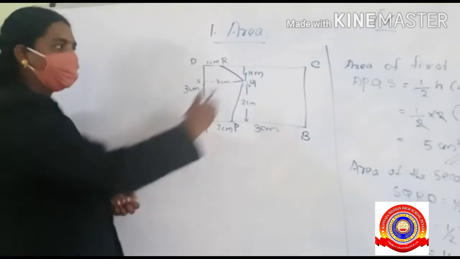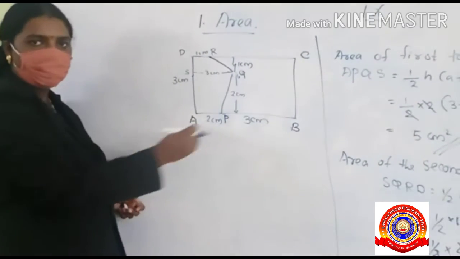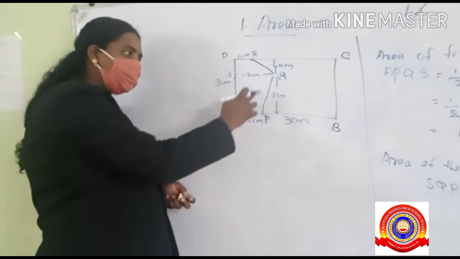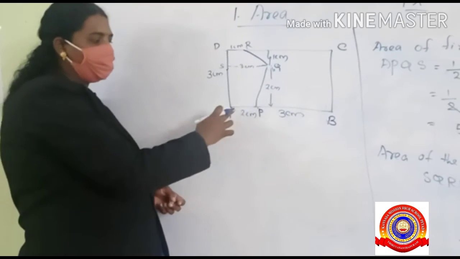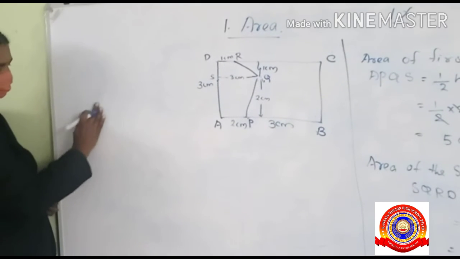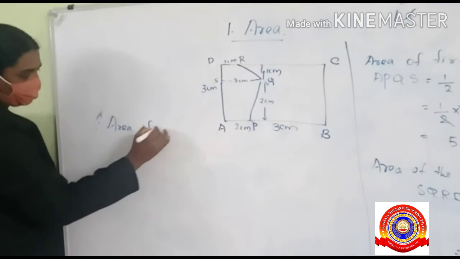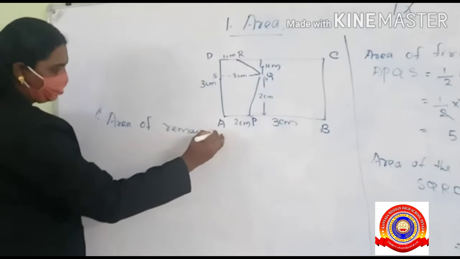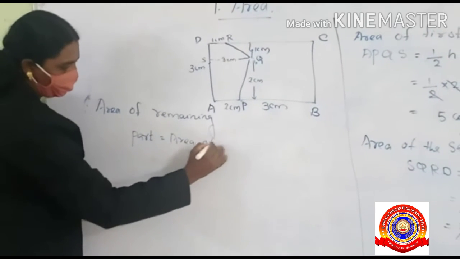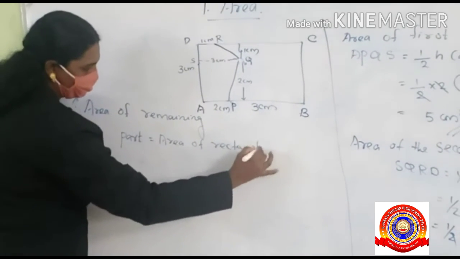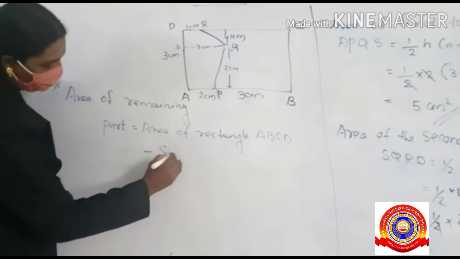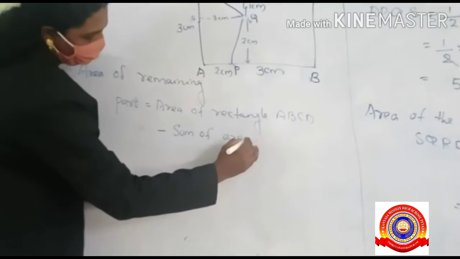Here we got the areas of the rectangle and the two trapeziums. We have to find the area of the remaining portion. How can we find the area of the remaining portion? Yes, we have to subtract the sum of areas of two trapezium in the area of the rectangle. So area of remaining part is equal to area of rectangle minus the sum of areas of two trapezium.